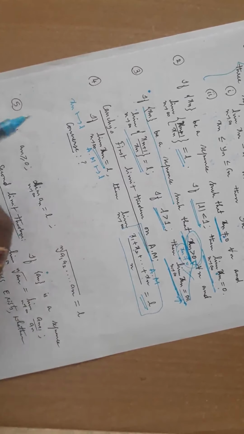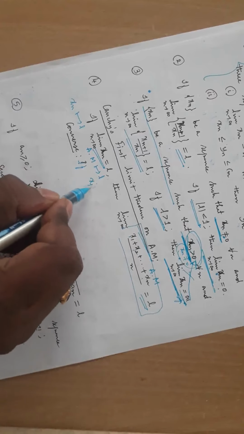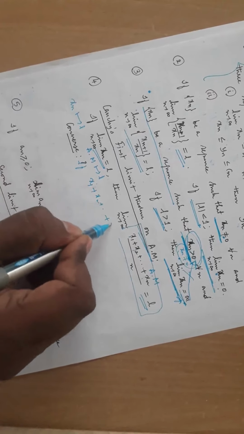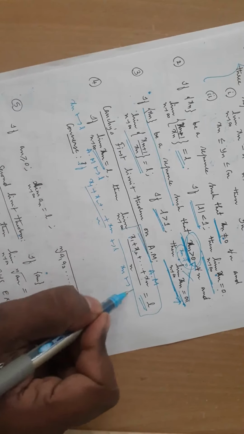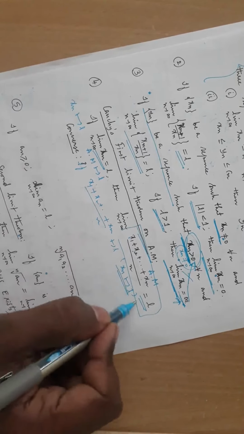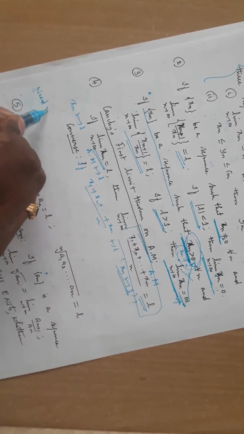The converse is, if this happens, does it imply xn converges to L? Getting my point? Whether the converse is true, that is, if x1 plus x2 plus etc. plus xn by n converges to L, can I say xn converges to L? That is the question. Converse, sadly, need not be true.